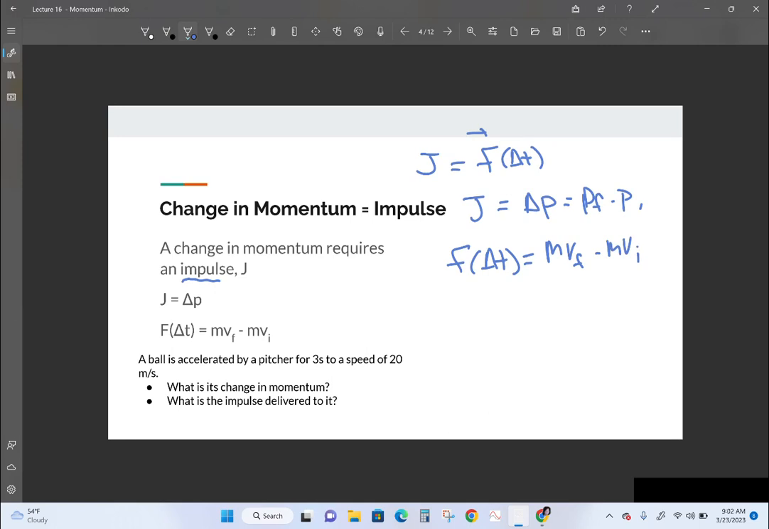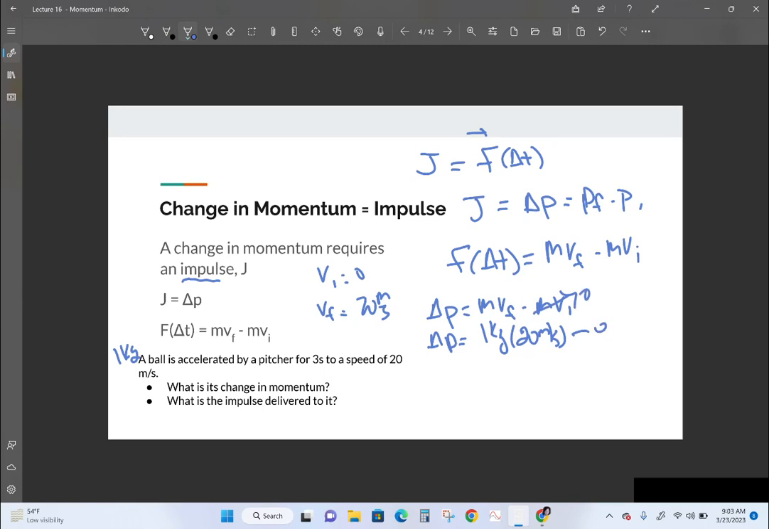So let's do an example. So if we accelerate a ball from rest to 20 meters per second over 3 seconds, and we want to find the momentum. First of all, let's give it a mass. We've got to have a mass for it. So 1 kilogram mass. For 3 seconds, we can find its change in momentum, right? Its change in momentum is its final momentum minus its initial momentum. Well, it started from rest, and it left our hands at 20 meters per second. So the change in momentum would be 1 kilogram times 20 meters per second minus 1 kilogram times 0, which is 0. So the change in momentum would simply be 20 kilogram meters per second.